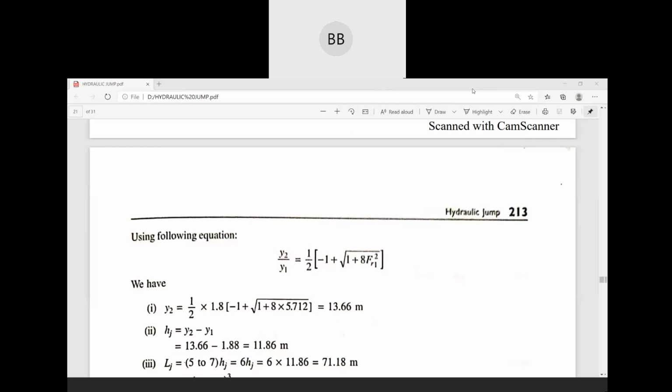So, after calculating the y2 value, you are getting the same value for y2. It's 13.66 meter.